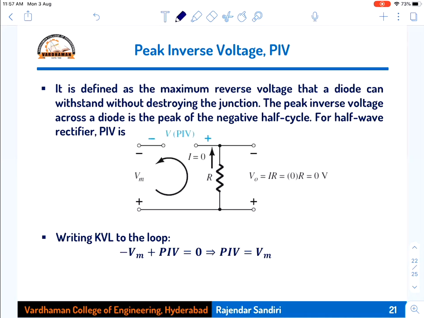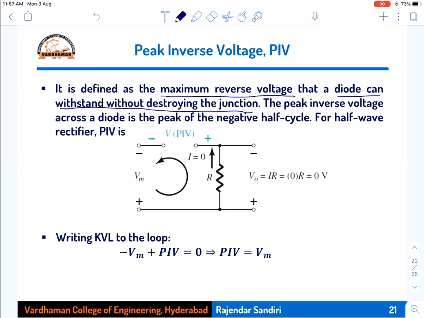Therefore, a large amount of carriers will be generated across the junction, and those will cause a large amount of current to flow, which will destroy the junction. So we define it as the voltage which the diode can withstand without destroying the junction. Otherwise, breakdown occurs, a lot of charge carriers will be generated, and that will cause a large amount of current to flow. So it is defined as the maximum reverse voltage that a diode can withstand without destroying the junction.